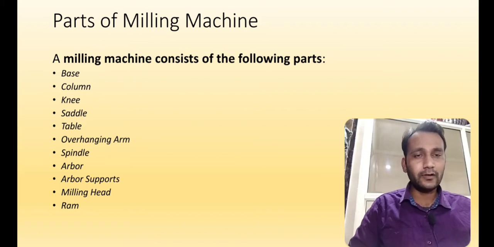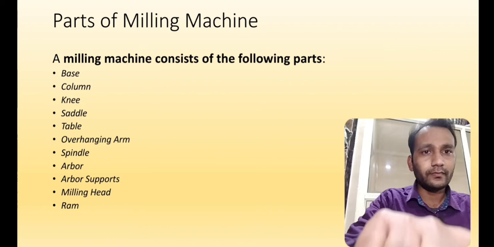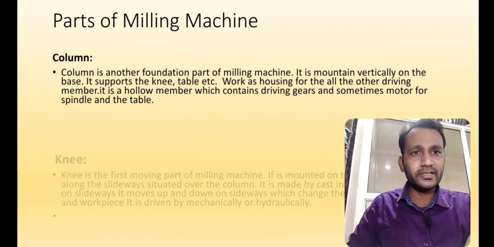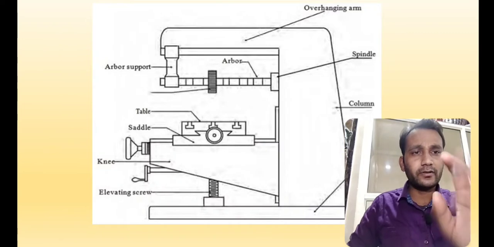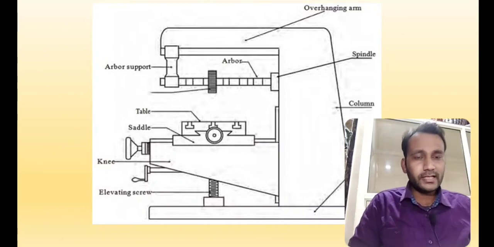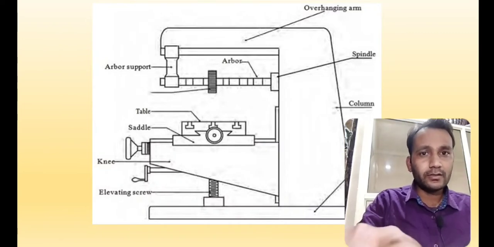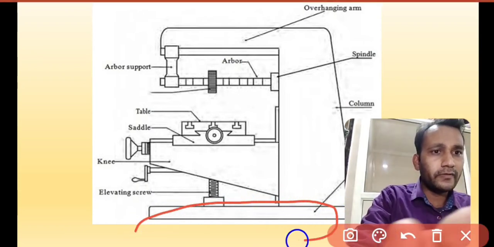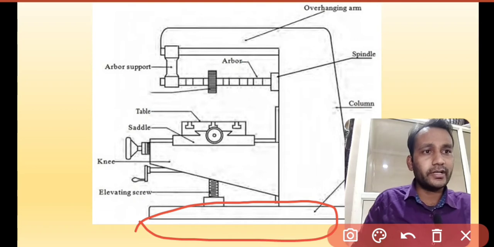Now we'll see where these parts are located in the machine. So let us switch to the diagram of the machine. I'll come back to this slide later on. This is a typical diagram of a machine. You can see this is the base over which all the components are supported.